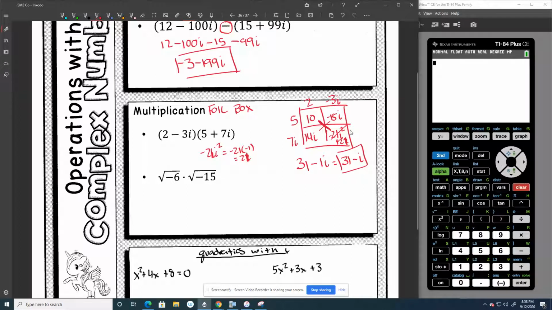So when you multiply two complex numbers together, you end up with another complex number. You don't end up with an i squared. Well, you do. It just cancels away.